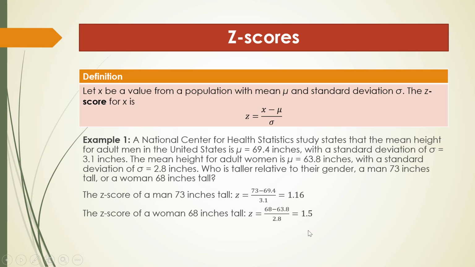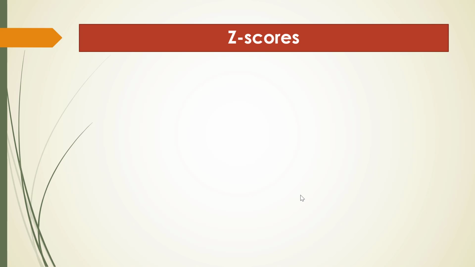So now it turns out that a woman 68 inches tall is actually taller than a man 73 inches tall because her Z-score is way higher than his Z-score. So in this case, the woman is actually taller than the man. So in short, Z-score is a tool to compare two data values from different populations using different measurements. That's the application for Z-score.